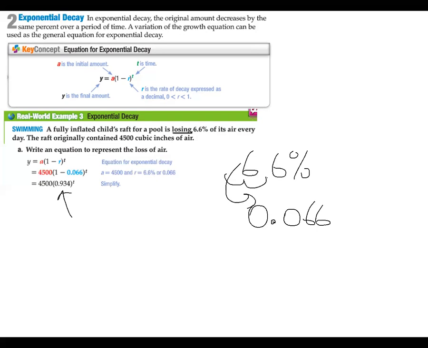Okay, so if it's losing 6.6%, then 93.4% is left, okay? But 93.4%, even though that would be an A on a test, is less than 100%, which means the amount is going down by 6.6%, okay? So that's the equation where y is the air in the raft in cubic inches after t days.